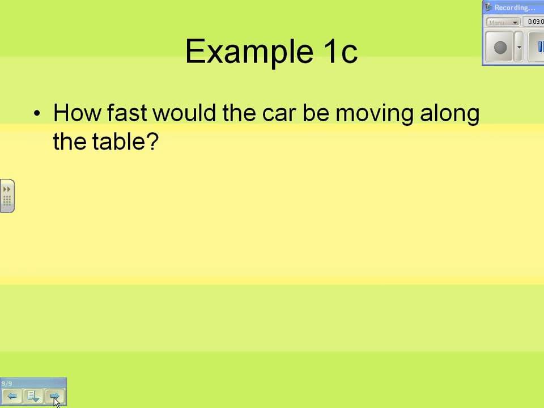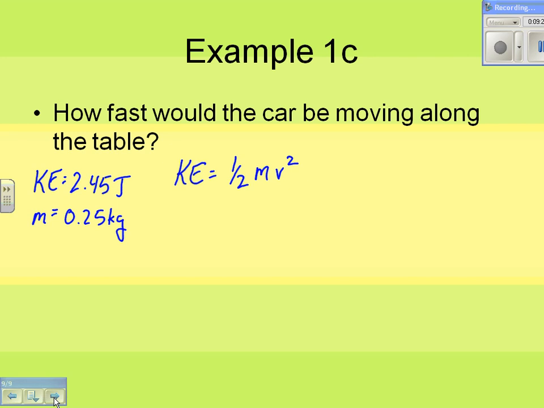Now this can be useful though, because the last question is, how fast would the car be going as it got to the table? Whenever you see something like how fast and you're dealing with energy, that means kinetic energy. That's 1/2 times the car's mass times its velocity squared. We know the kinetic energy that it had at the bottom from the last problem, 2.45 joules. We know the mass from previous problems, 0.25 kilograms. We want to find the velocity. So we need to rearrange this equation and solve for v.